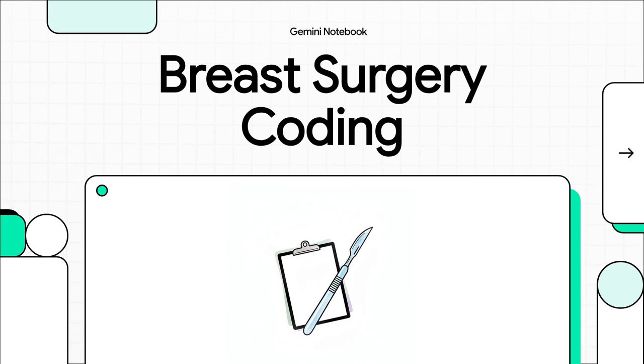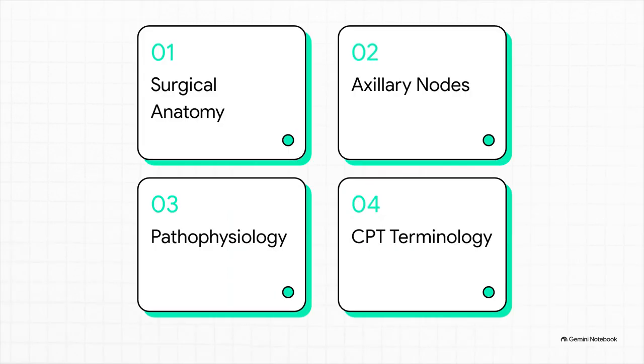You absolutely can't just stare at the CPT book and hope for the best. You really have to understand the anatomy and the pathophysiology driving the surgeon's hands. All right, let's take a quick look at our masterclass syllabus for today. We're laying down a rock-solid foundation, so we'll be covering surgical anatomy for coders, axillary lymph node basins, a clinical pathophysiology overview, and finally, translating terminology to CPT.